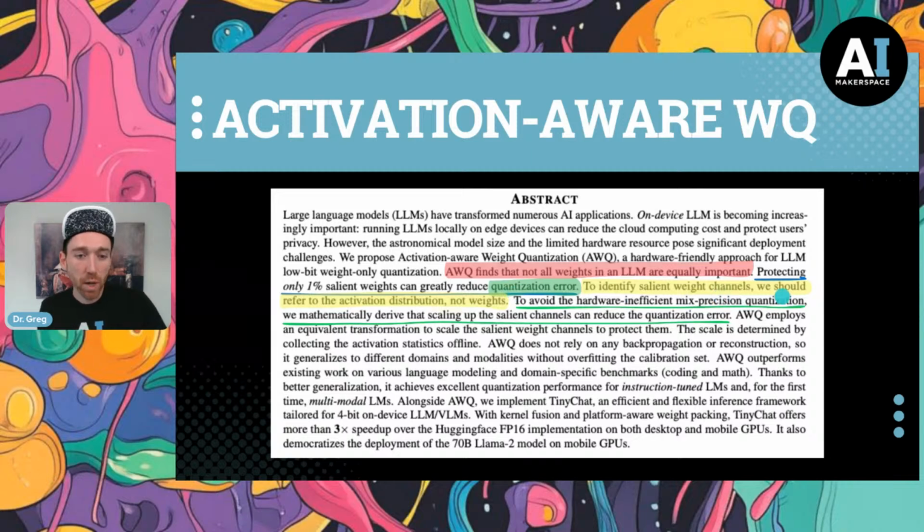To identify salient weight channels, we should refer to the activation distribution, not the weights. Check, check. So it could be a big weight number, low activation. Go ahead and ignore it. To avoid the hardware inefficient mixed precision quantization, we mathematically derive that scaling up the salient channels can reduce the quantization error. So we see this intrinsic focus on reducing quantization error and doing it in a way that aligns with our assumptions and our knowledge about what's really important inside, which weights matter the most.